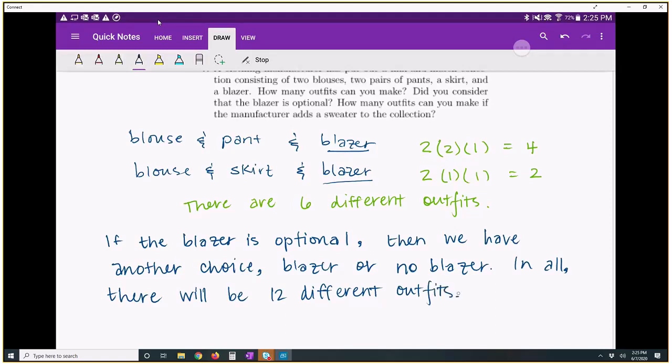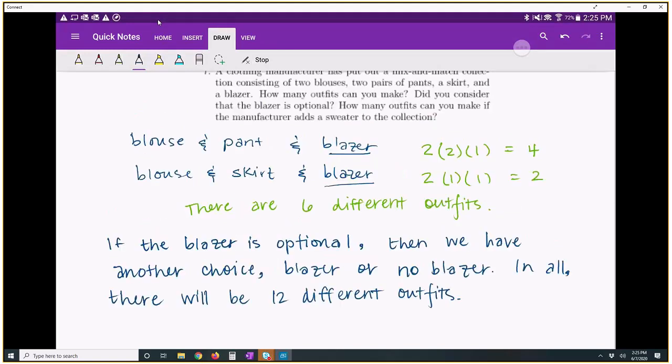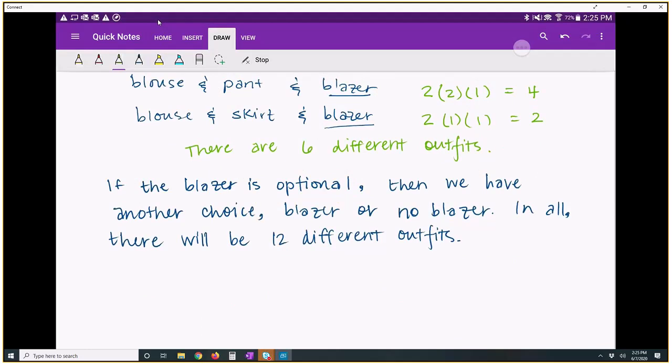Okay, then the question says, how many outfits can you make if the manufacturer adds a sweater to the collection? So now we have 2 blouses, 2 pairs of pants, a skirt, and a blazer. So it's really the same question as with the blazer. Is it optional to wear the sweater or not?